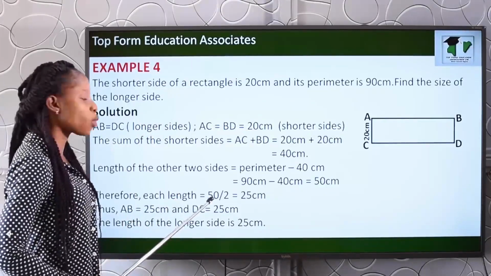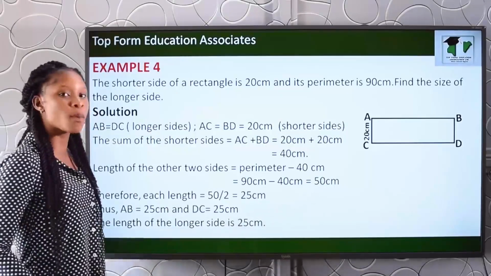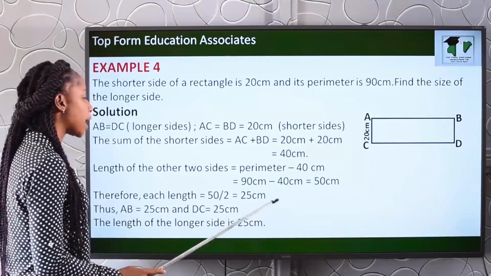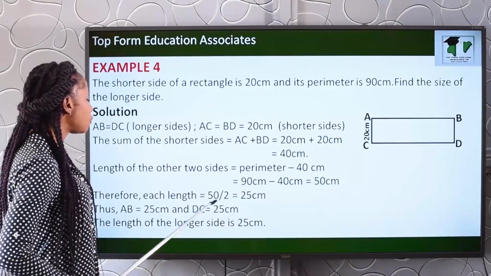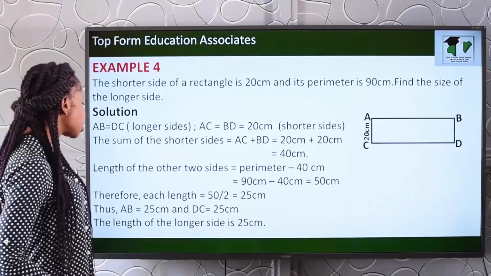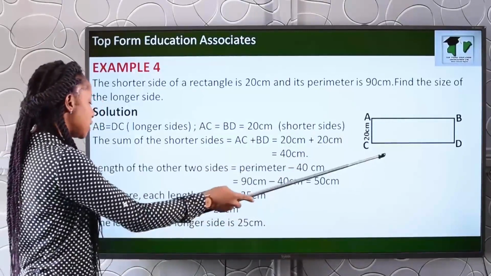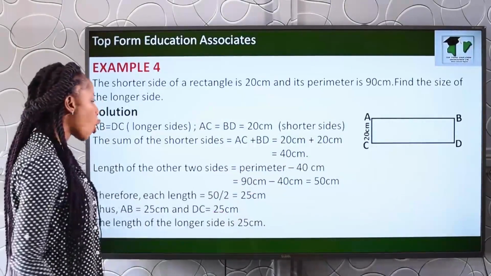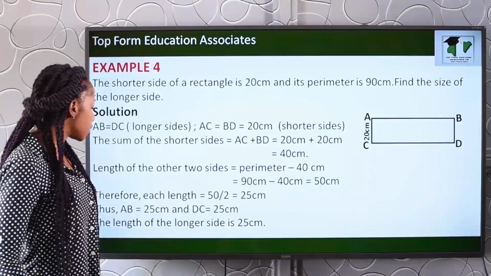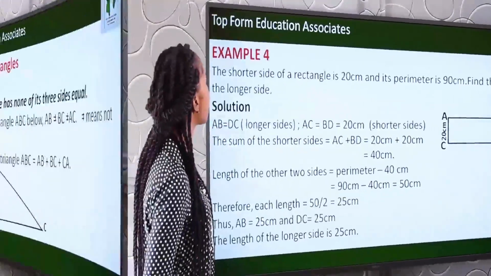Because there are two equal sides here. We have two equal sides, and this 50 is the sum of the two sides. So to get the size of one, we are going to divide by 2. So when we divide 50 by 2, we have 25 centimeters. Thus, AB here is 25 centimeters, and CD or DC here is also 25 centimeters. Thus, the size of the longer side is 25 centimeters.